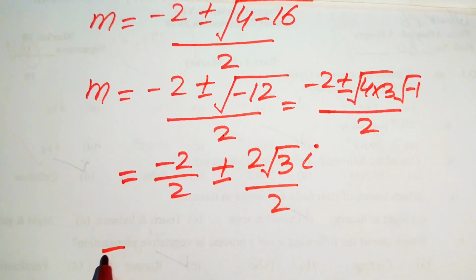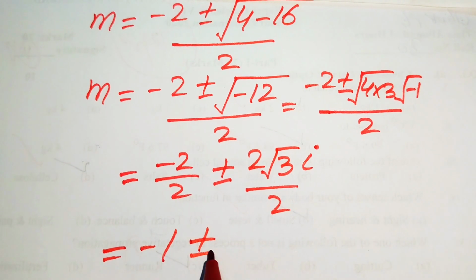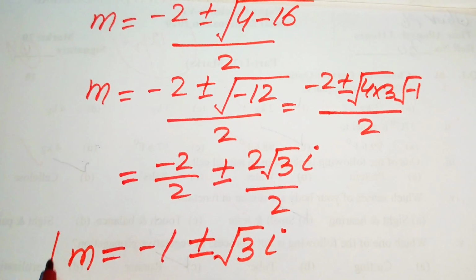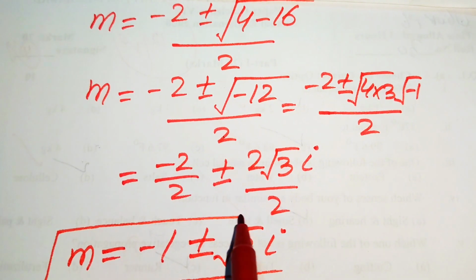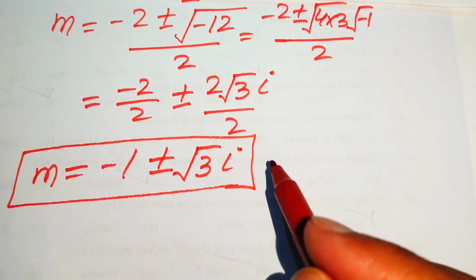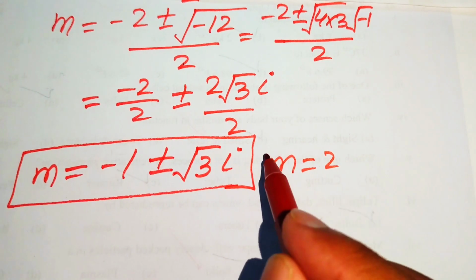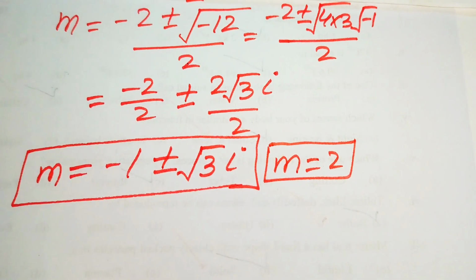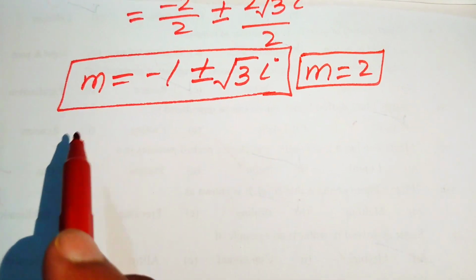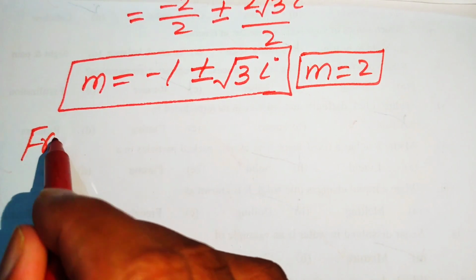So after cancellation we get minus 1 plus minus square root of 3 into iota. So these are the two complex roots of the given equation. So from the first case we get these three roots of the given equation, and now we move towards our second equation. So here first we copy down our second equation.